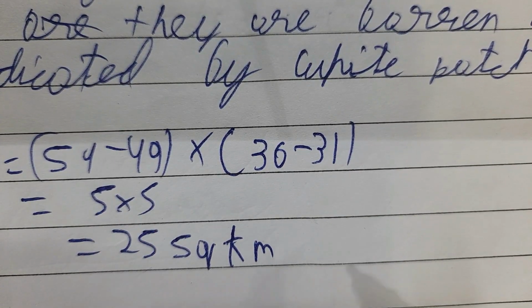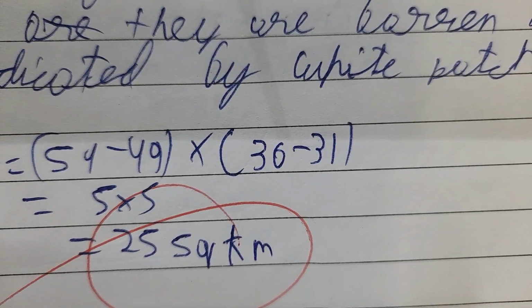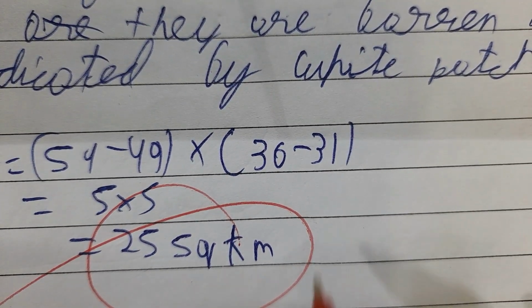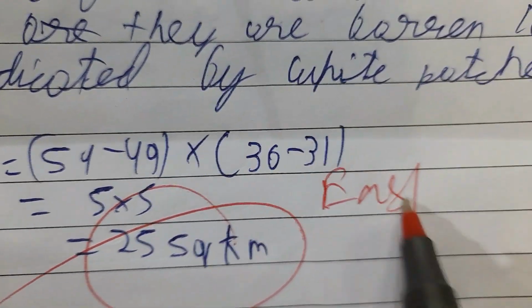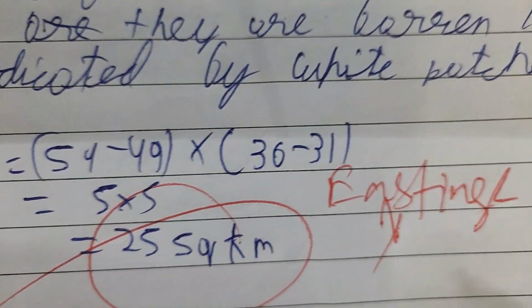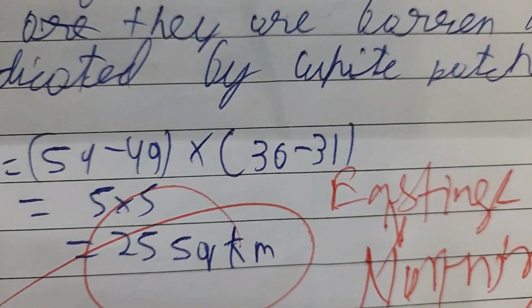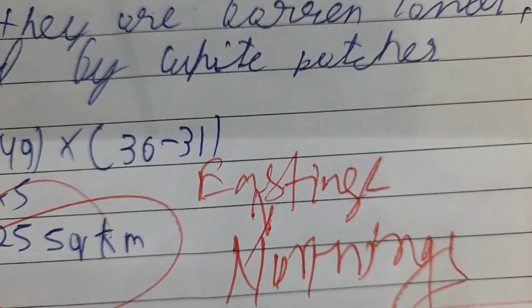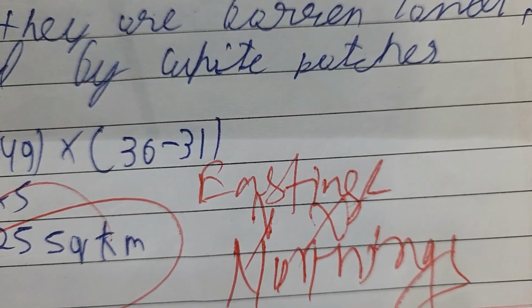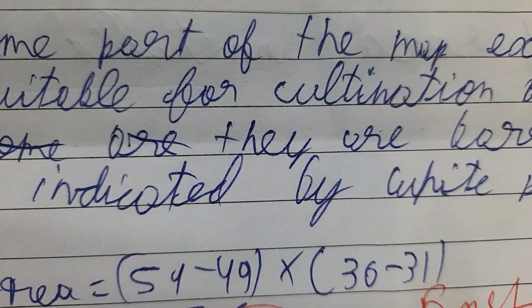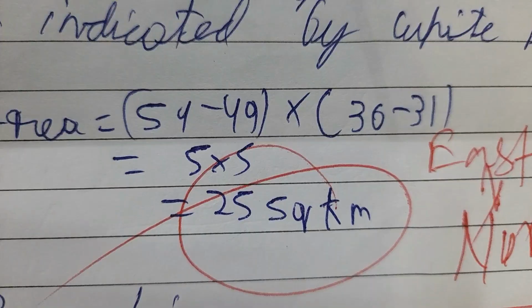You have to write 25 kilometer square. What will you write? Eastings into northings. This is so simple. You have to multiply the difference between the eastings and the northings, and then you will get your answer. Eastings into northings, you will get 25 kilometer square. Now, the next question.